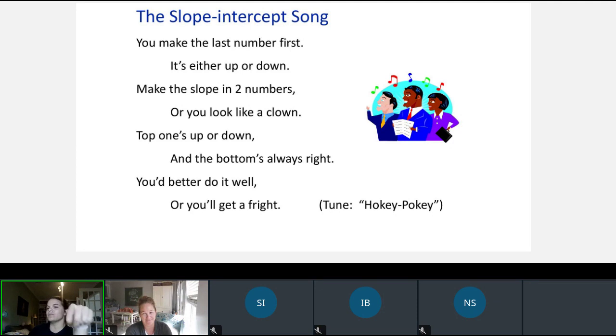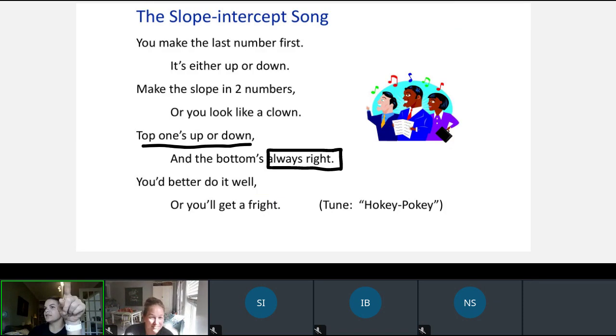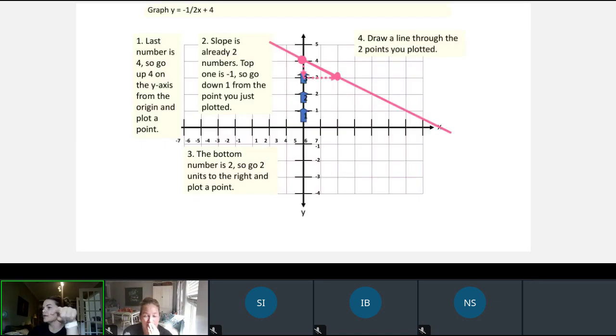Okay, so key things from this little song. The top one is going to be up or down, and the bottom is always right. And the first part said you make the last number first. So we're going to plot our y-intercept first. Step 1: the last number is 4, or our y-intercept is 4. I'm going to plot 4 right here. This is the y-axis.